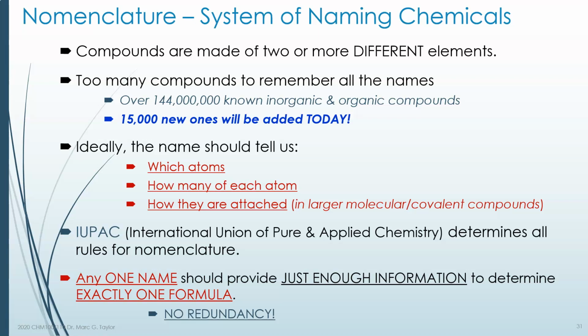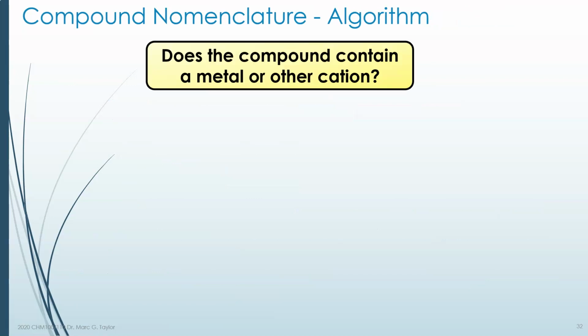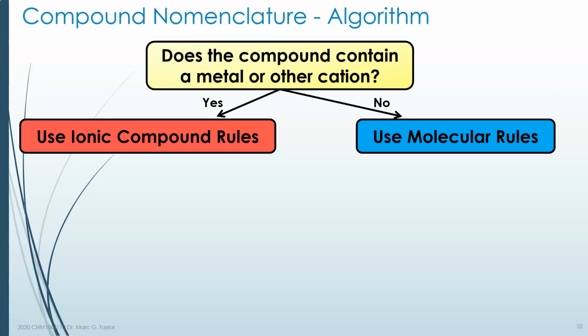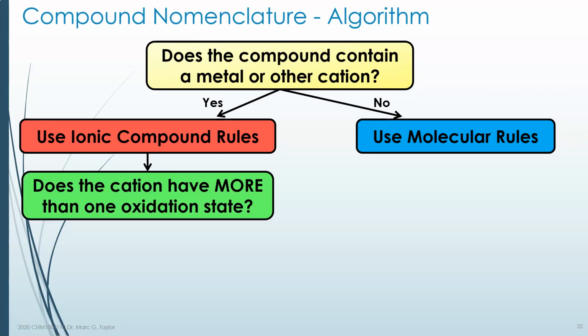There is no redundancy. So, here's a little algorithm to help you decide which rules you're going to use to name a compound. We have different rules for ionic compounds versus the molecular/covalent compounds. The first question you need to ask is, does the compound contain a metal or other cation? Now, we haven't learned about the other cations just yet, so look for a metal. Does it have a metal? Yes, we will use the ionic compound rules. No, we'll use the molecular/covalent rules.